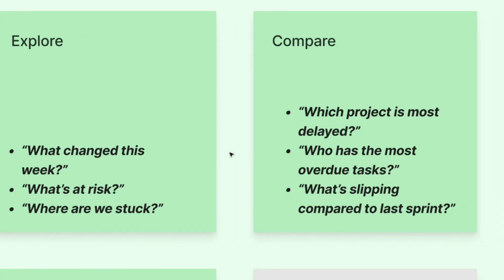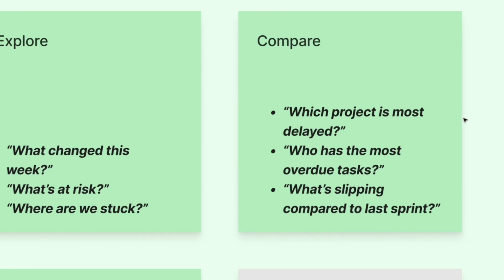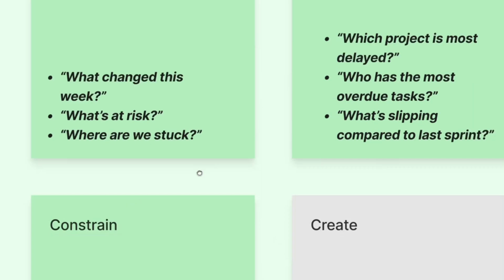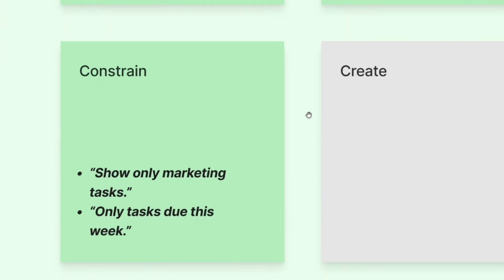And compare would be framed as something like which project is the most delayed. So I can see either a view on the projects, or I can trust ChatGPT to basically fetch this information for me. Where are the overdue tasks? What's slipping compared to the last sprint? So there are different questions that the user might think about when comparing options or trying to filter down the options shown or fetched by the app.